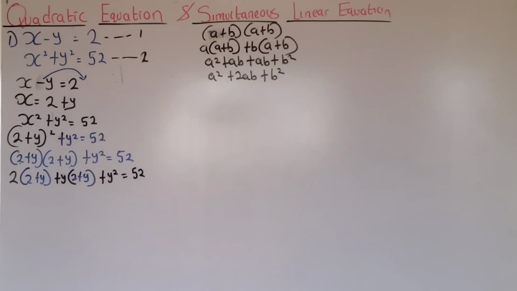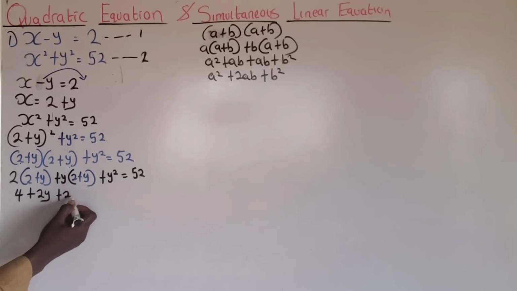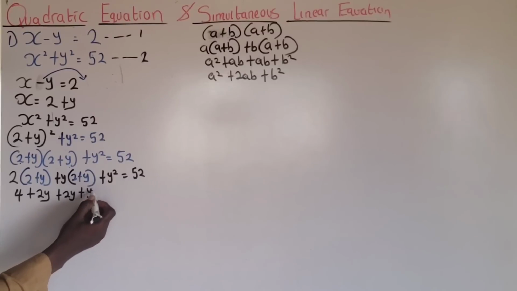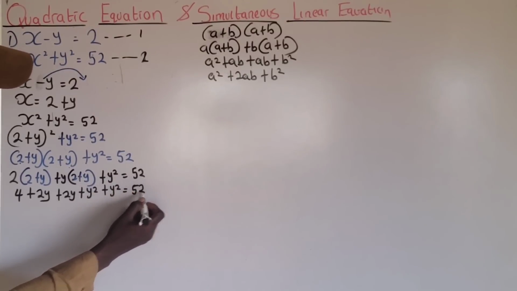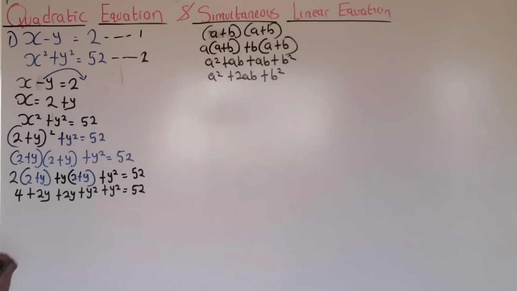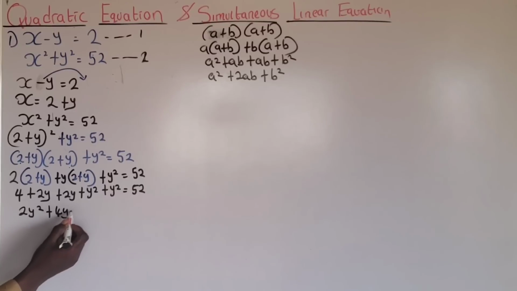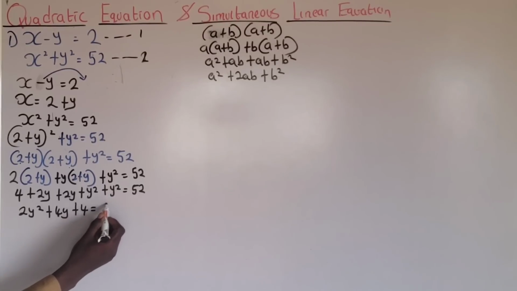Okay, so let us proceed. I'm going to have 4 plus 2y plus 2y plus y squared is equal to 52. So let us collect like terms. I'm going to have y squared plus y squared, that is 2y squared. 2y plus 2y, that is 4y. Plus 4, equals 52.